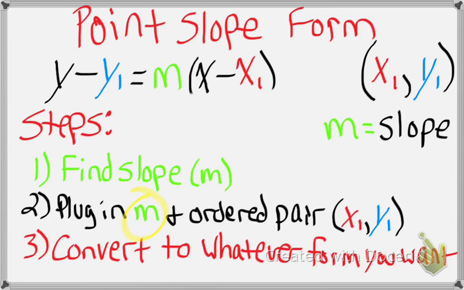Step 2 is plug in the slope, and then plug in your ordered pair into its spots. Once you plug those 3 in, you're in point-slope form. Point-slope form requires no work. You literally just plug in. But here's why we care about point-slope form.